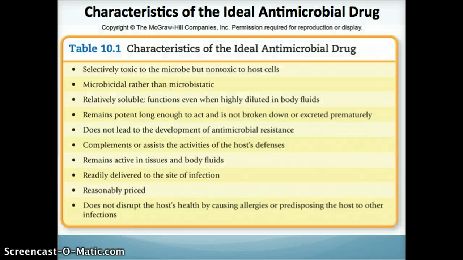On this table, which is from your book, Table 10.1, there are the characteristics of what makes an ideal antimicrobial drug. Not all of the antibiotics will have all of these characteristics, but they should have many in order to be a good antimicrobial drug. Some of the ones that I think are most important, obviously, are toxic to the microbe but not to the host cells. Also that it's microbicidal. It kills rather than just slows an infection.